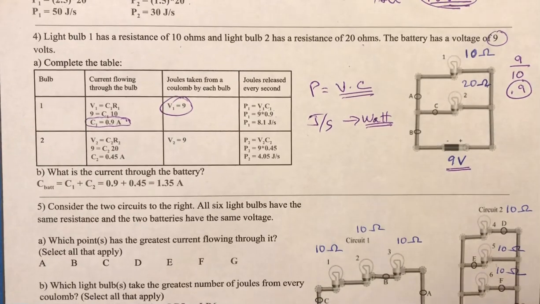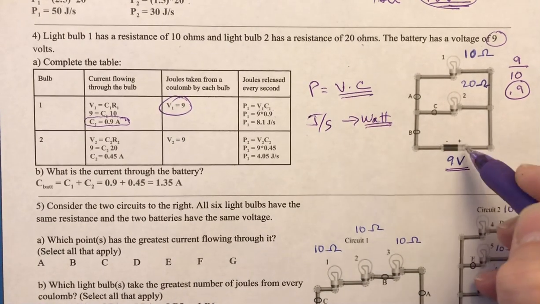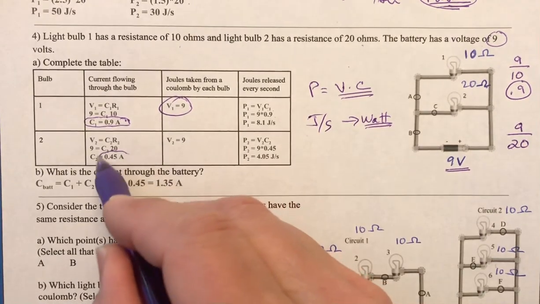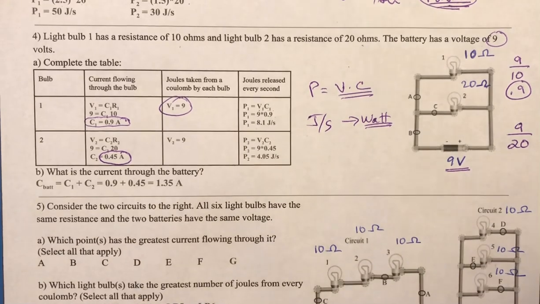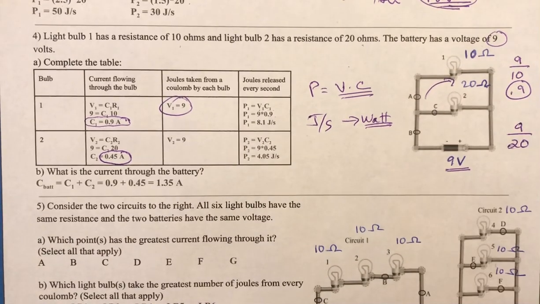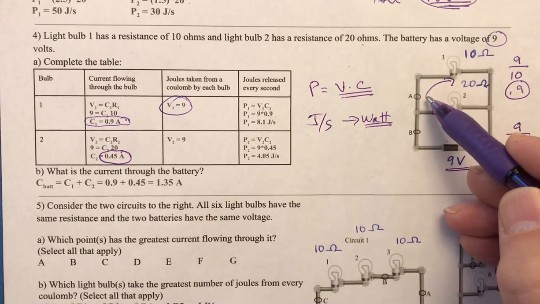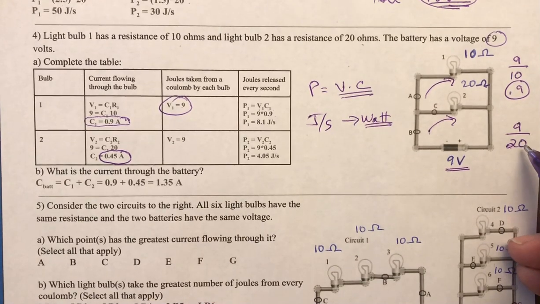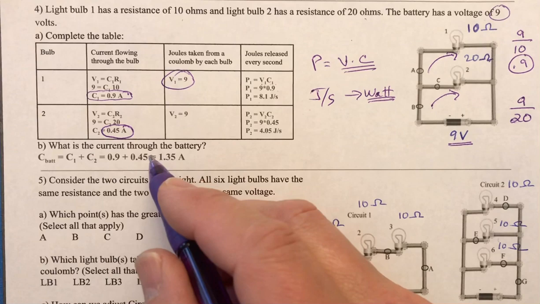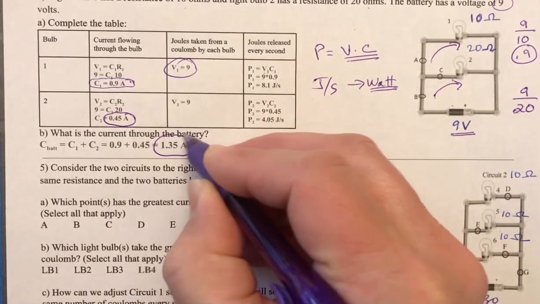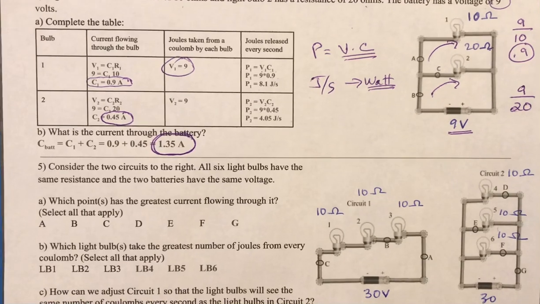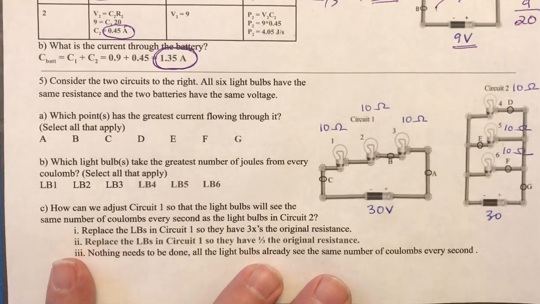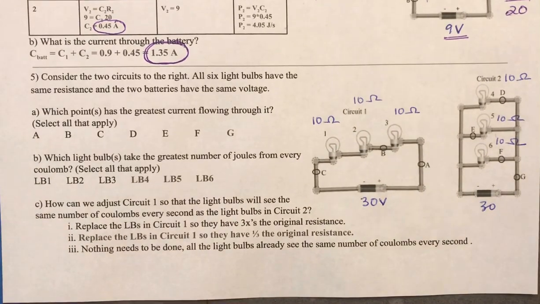In number 2, we have to figure out the current first. So we're going to take 9 divided by 20, and that will give us 0.45. Now, if through bulb 1 the current is 0.9, and through bulb 2 it is 0.45, then the current through the battery is going to be a total of that. So that gives you 1.35.